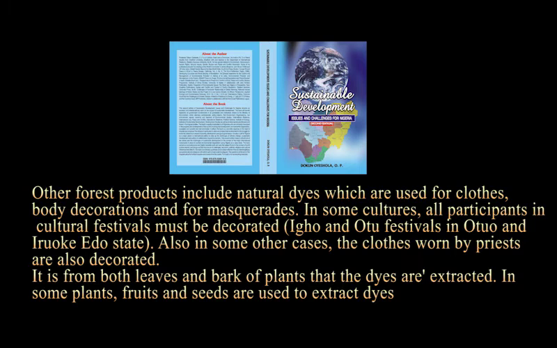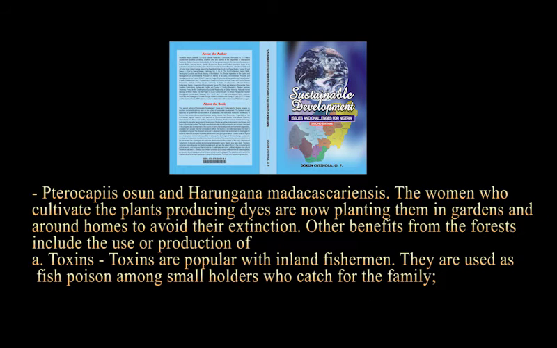Other forest products include natural dyes which are used for clothes, body decorations and for masquerades. In some cultures, all participants in cultural festivals must be decorated, such as the Igo and Otu festivals in Otuo and Aruok, Edo State. Also, in some other cases, the clothes worn by priests are also decorated. It is from both leaves and bark of plants that the dyes are extracted. In some plants, fruits and seeds are used to extract dyes, such as Pterocarpus osun and Harungana madagascariensis.